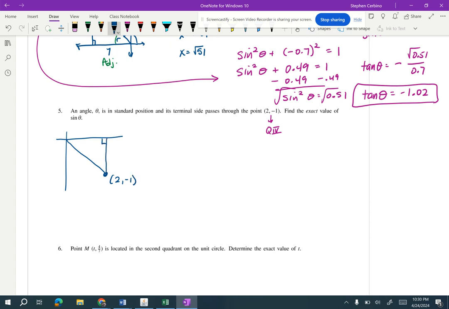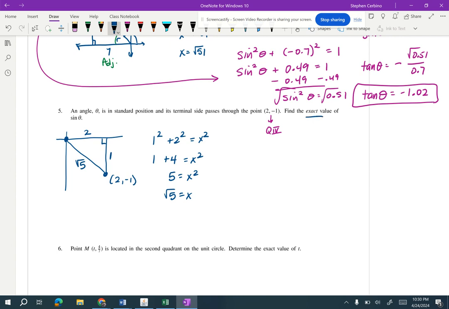So we have a right triangle. We're starting at (0, 0), and we're going to the right 2. That length is 2. And then down 1. That length is 1. So we can say 1 squared plus 2 squared equals this missing side squared, the hypotenuse squared. 1 plus 4 equals x squared. And last time I checked, 1 plus 4 is 5. So we get the square root of 5 is equal to that missing side.